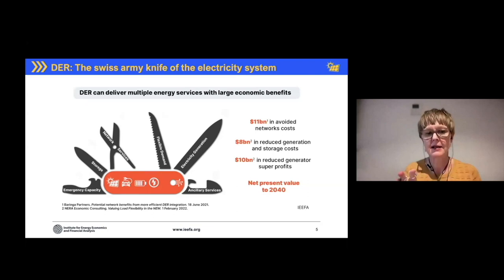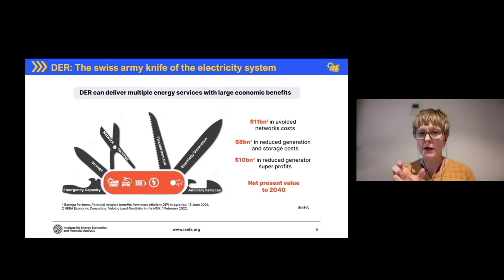However, fantastic studies from Beringa and NERA were both done on NPVs to 2040. And if you combine those, because there was no overlap, that shows you could get a minimum $19 billion in avoided network, wholesale and storage costs by 2040.